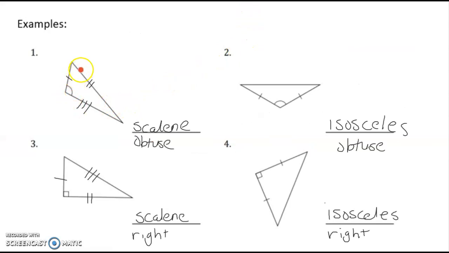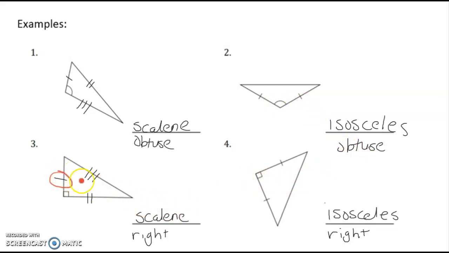So looking at some examples here. This is a 1 dash, this is a 2 dash, this is a 3 dash. So this is a scalene triangle, and it is obtuse because this angle is larger than 90 degrees. It's not a little square, okay? Next one, number 2. We have a dash here and a dash here, which means that these two are the same length, so it's an isosceles triangle. But also this tells you that it's not a right angle because it's curved and it's larger than 90 degrees, so it's an obtuse triangle.